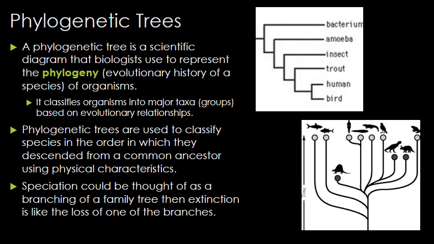Phylogenetic trees are diagrams that show phylogeny, or the evolutionary history of a species of organisms. It classifies them into their major taxa, their major groups. If you remember the major classification system, the mnemonic is "dumb kids playing catch on freeway go splat": domain, kingdom, phylum, class, order, family, genus, species. Phylogenetic trees are used to classify species in that order of descent.